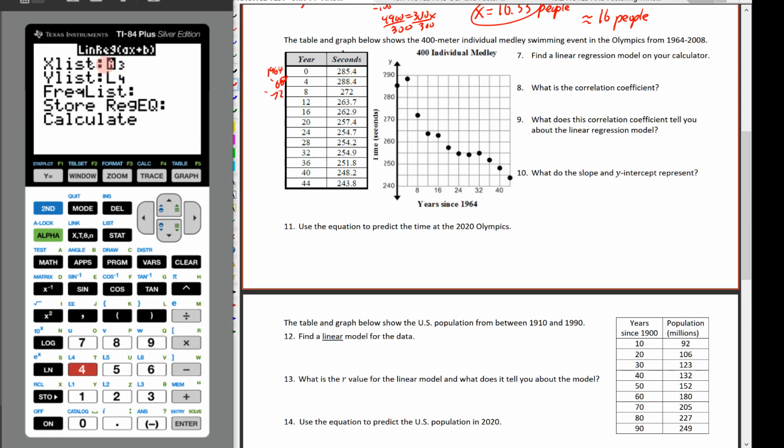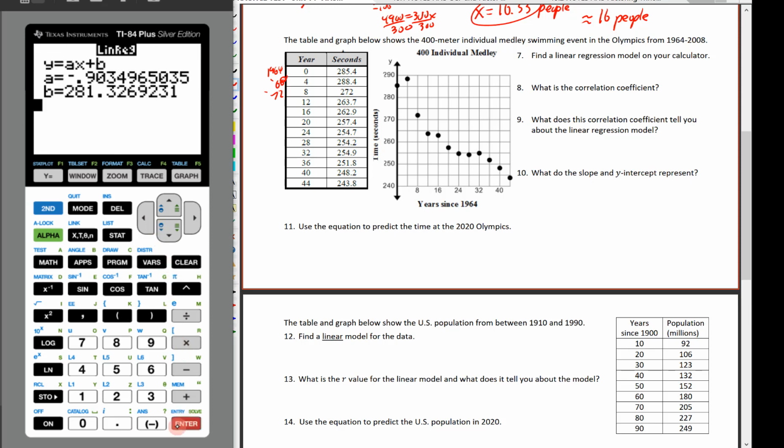And again, this tells us what lists we want to use. So I'm going to make this an L1 for the X list and L2 for the Y list. Again, I'm hitting second and 1 and second and 2 because of these blue letters up here that say L1 and L2. We don't worry about the frequency or the store the regression equation. We're going to hit calculate, and this is what we end up with right here.